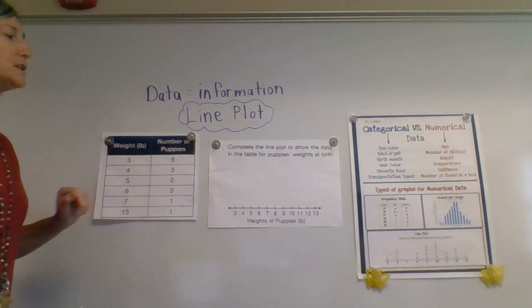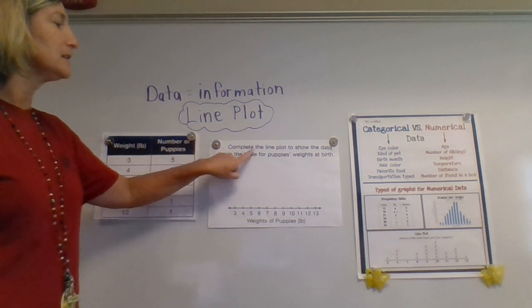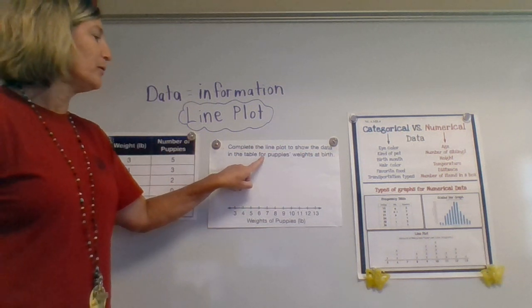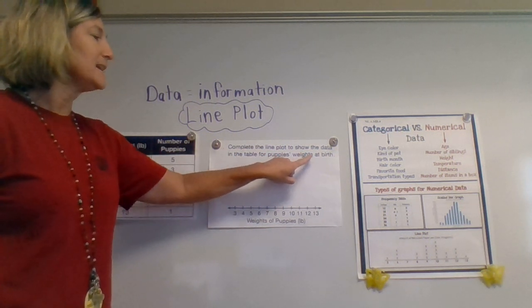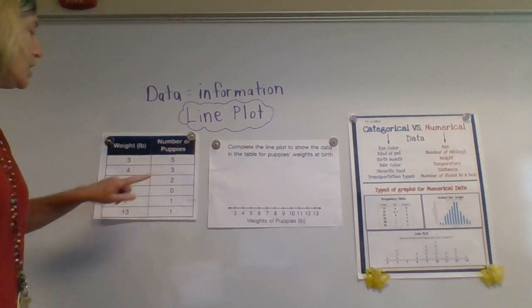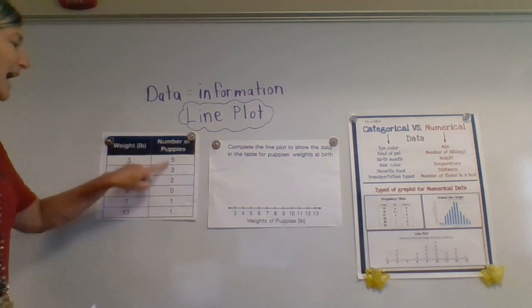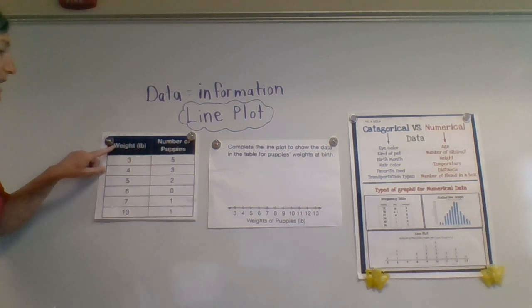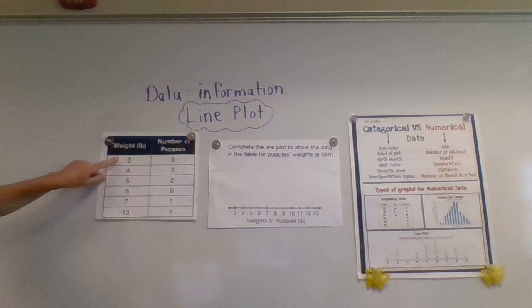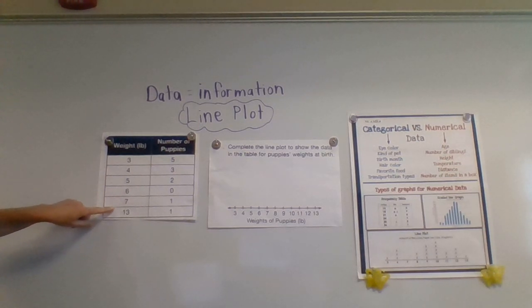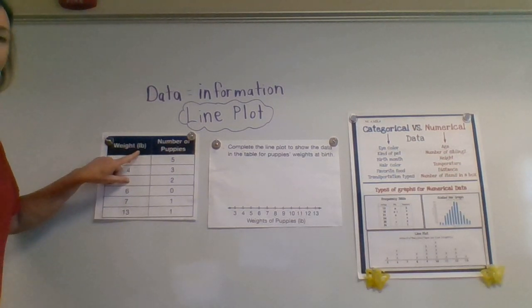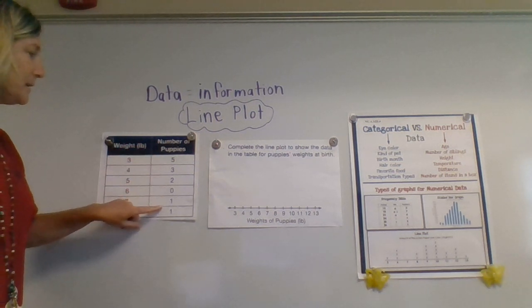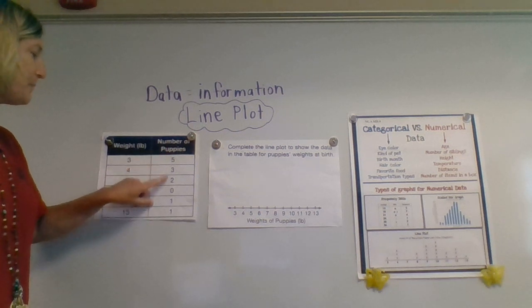The line plot we're going to talk about today says, complete the line plot to show the data in the table for puppies' weights at birth, okay? When we look at this data, this is where we put our information that we collected. This is the weight of the puppies, 3, 4, 5, 6, 7, or 13 pounds when they were born. And this column tells us the number of puppies.